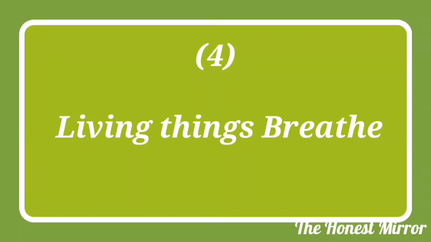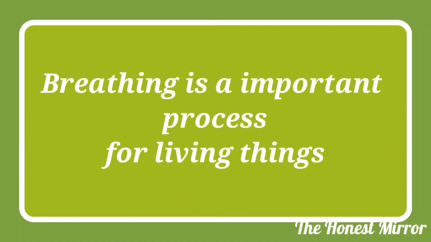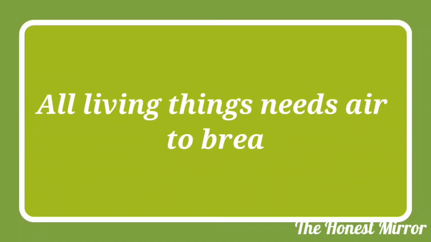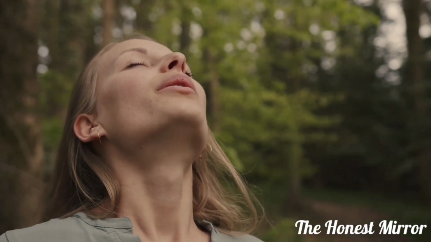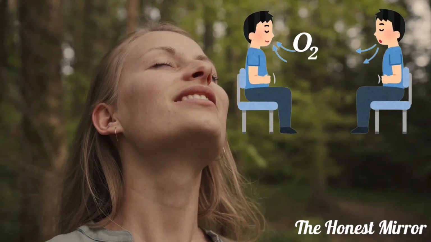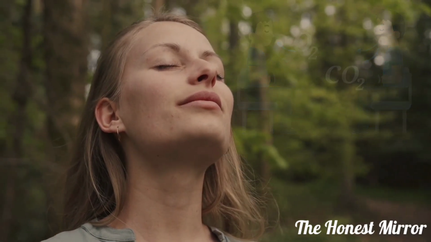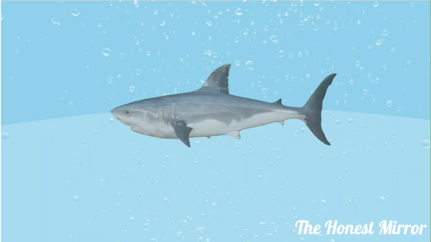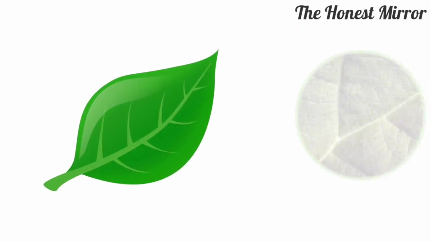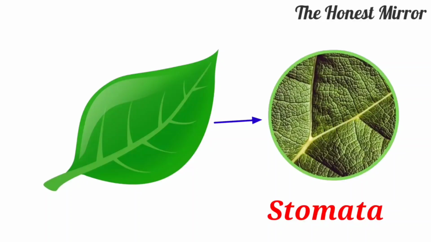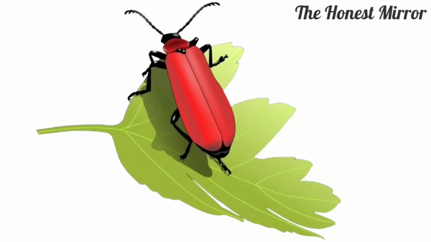Living things breathe. Breathing is an important process for living things. All living things need air to breathe and live. Human beings and animals breathe through the nose. They take in oxygen and give out carbon dioxide. Fish breathe through gills. Plants breathe through tiny openings on their leaves called stomata. They take in carbon dioxide and give out oxygen. Insects breathe through small openings present on their body called spiracles.